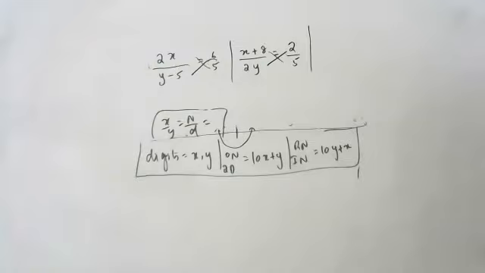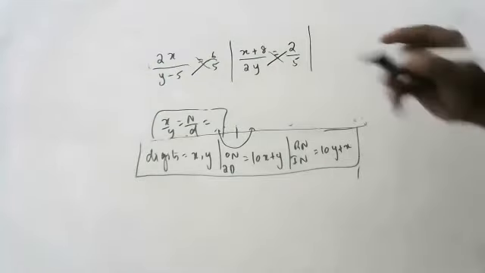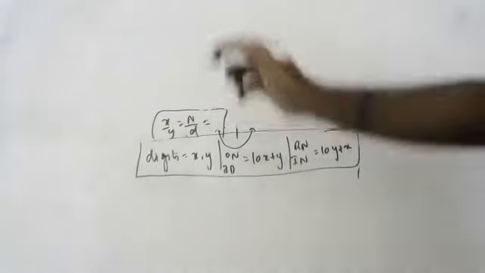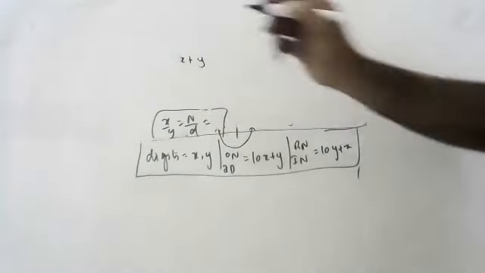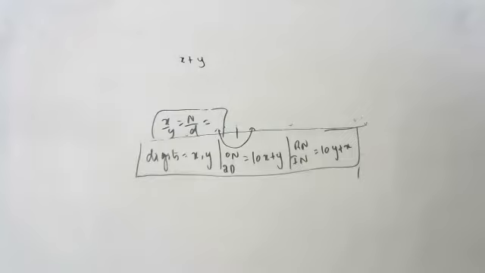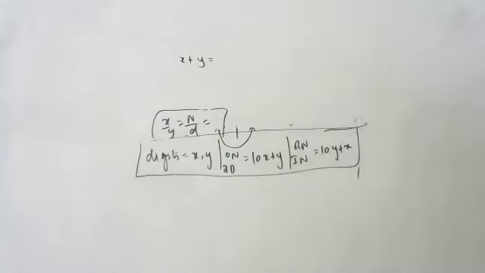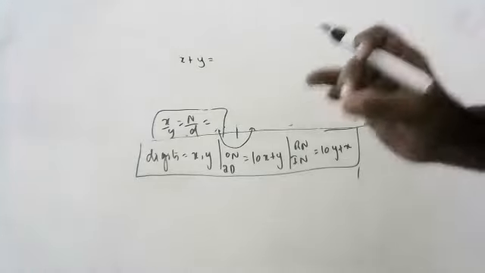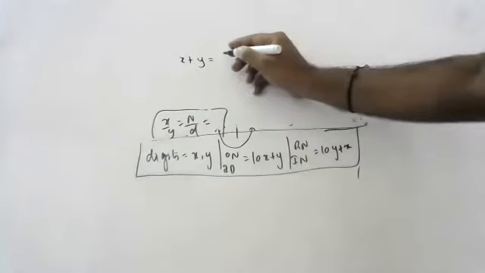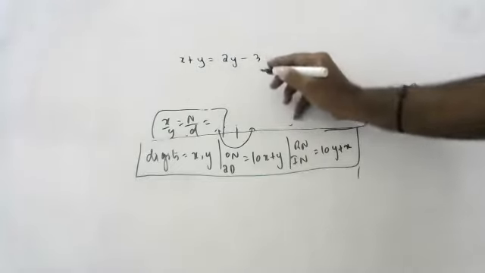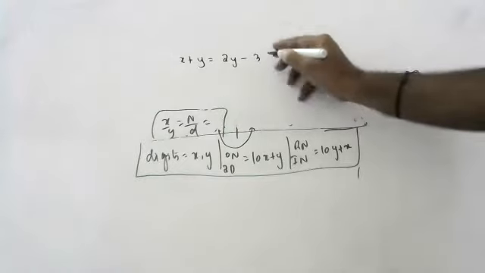One more sum I will tell for you, children. Sum of numerator and denominator is 3 less than twice the denominator. Can anyone say 3 less than twice the denominator? 2y minus 3. Very good. 3 less than twice the denominator is 2y minus 3.